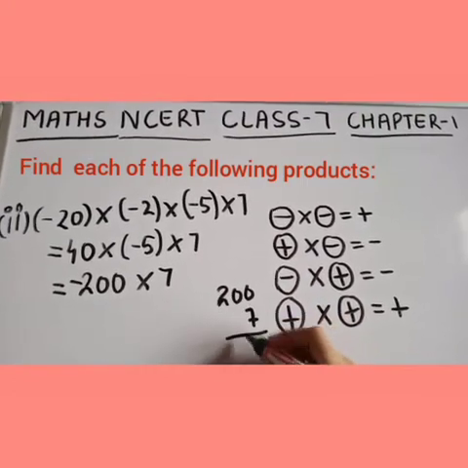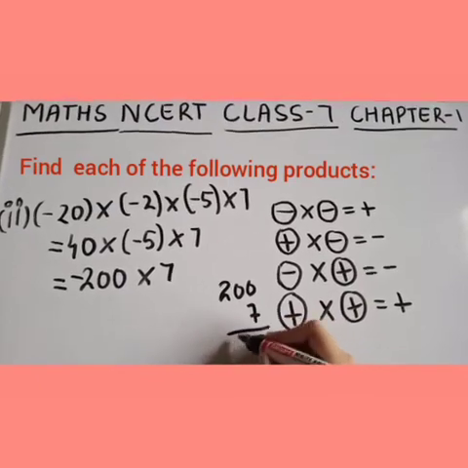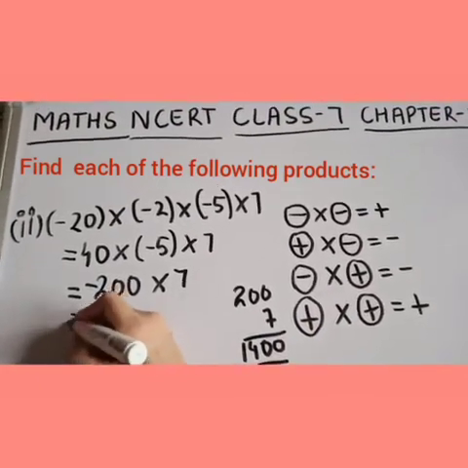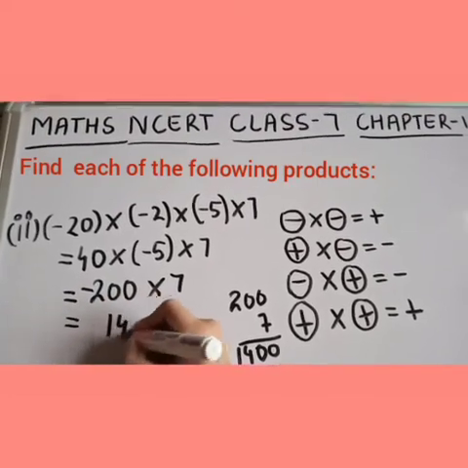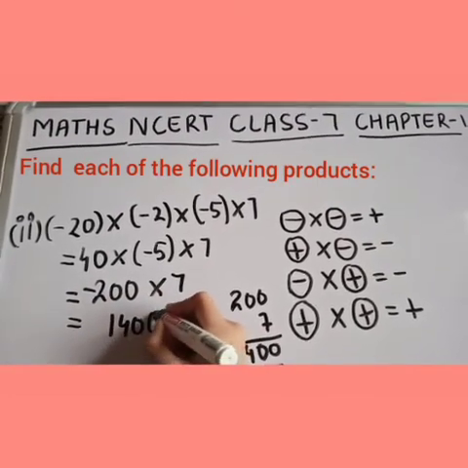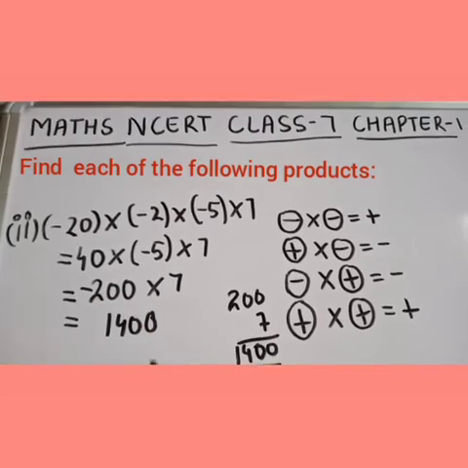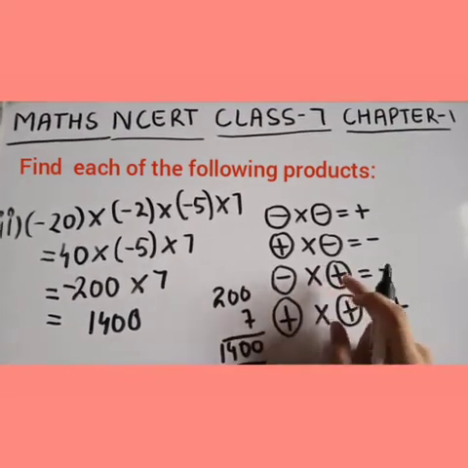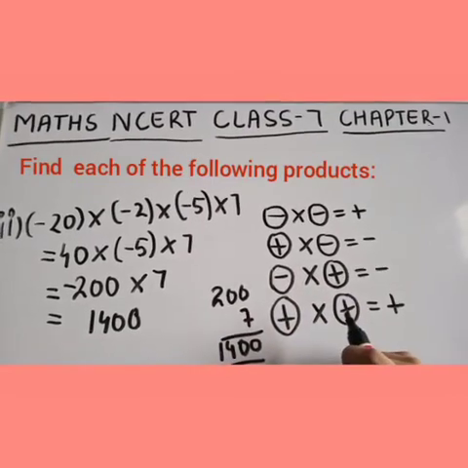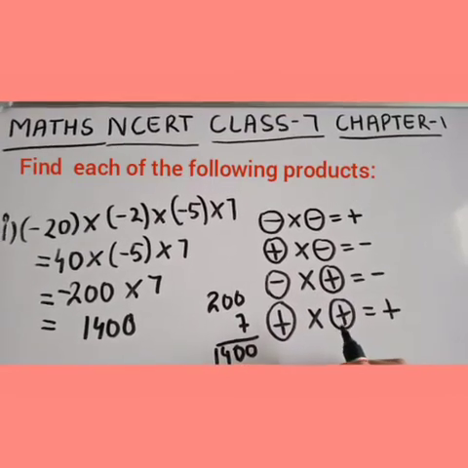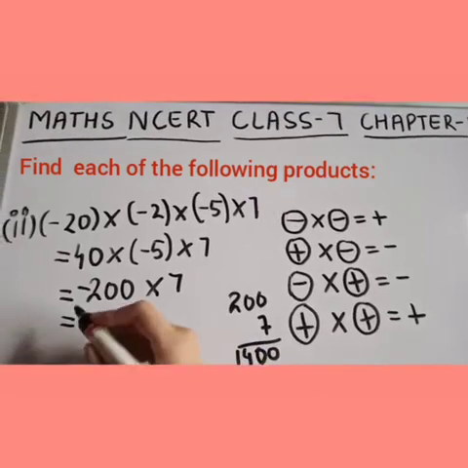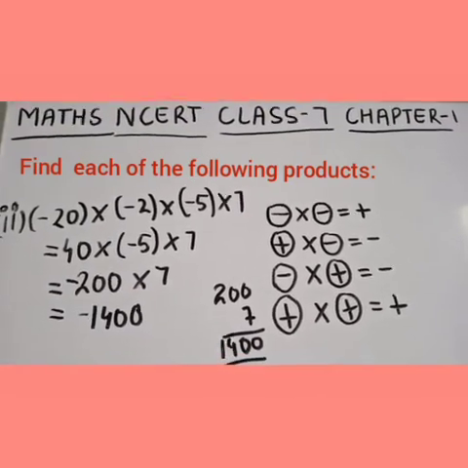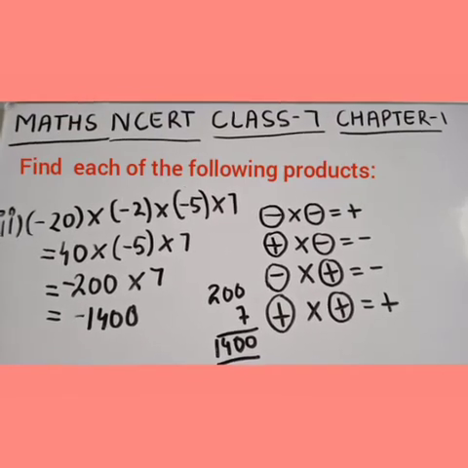7 zeros are 0, 7 zeros are 0, 7 twos are 14. So we will get the product as 1400. Now 200 is a negative number, 7 is a positive number. Now negative and positive, again it comes out to be a negative number. That means 1400 will be a negative number. So this was the second part of example number 2.